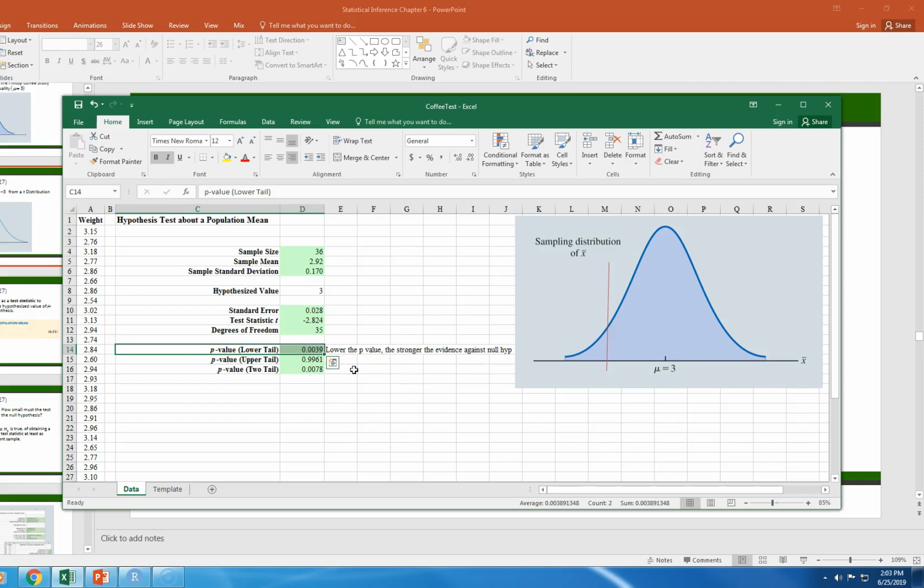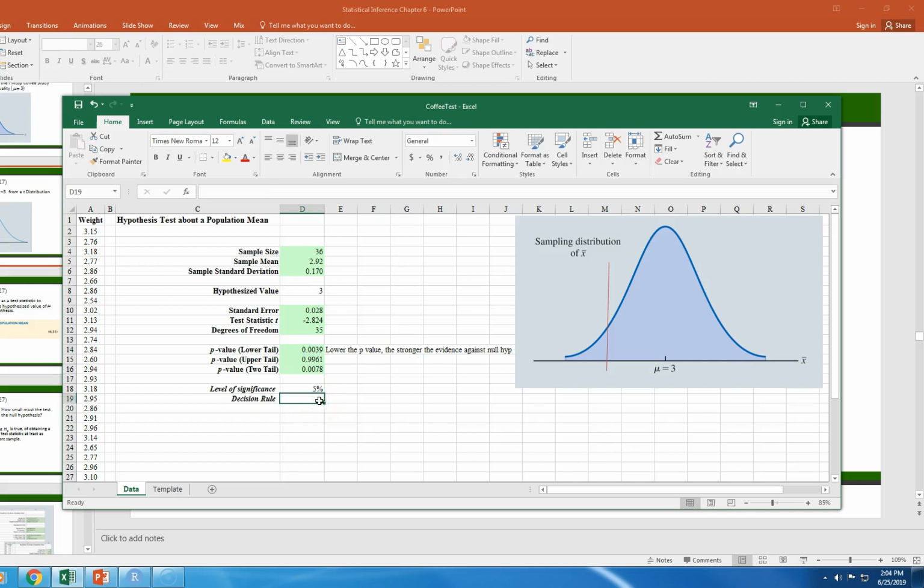Another way to make a decision rule is to set a level of significance, which we defined earlier as the probability of making a type 1 error. Normally, the commonly used levels of significance are 10%, 5%, or 1%, 5% being the most common. So if we set the probability of making a type 1 error as 5%, then the decision rule is that if your p-value, this number, is less than 5%, then we reject the null hypothesis. But if this p-value is higher than 5%, then we fail to reject the null hypothesis.